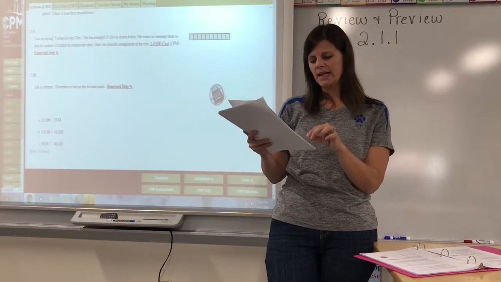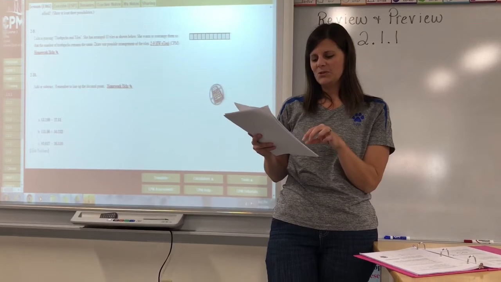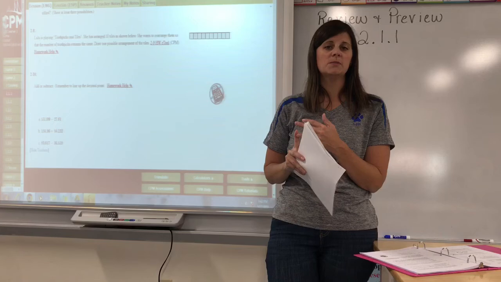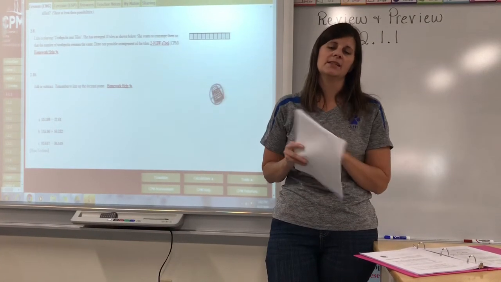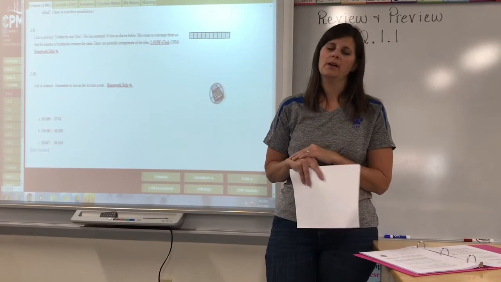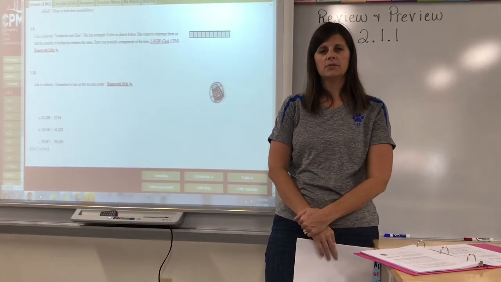So once you write down the question for A, B, and C, because it asks you to show your work, once you write down those decimals and you're lining up your digits and your decimal points, be sure to also include the operation symbol. So write a plus sign if it says to add. Write a minus sign if it says to subtract. Make sure you're doing the right operation at the right time. And that is all for this review and preview.